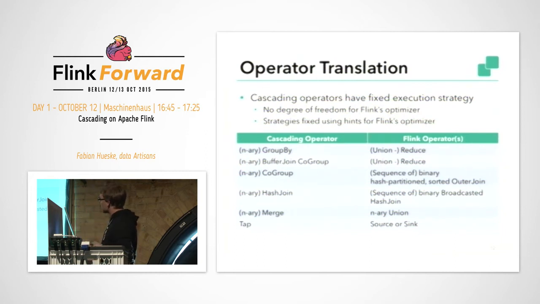So this basically means that there is no degree of freedom left for the Flink optimizer. The Flink optimizer, by the semantics of the Cascading operators, may not choose the execution strategies, but instead we have to tell the optimizer which execution strategy to use. When we say do a join, then we have to say please do a hash join with broadcasting this side.